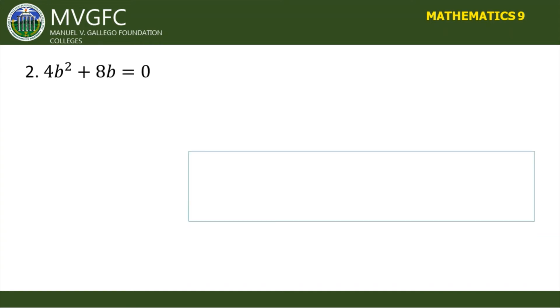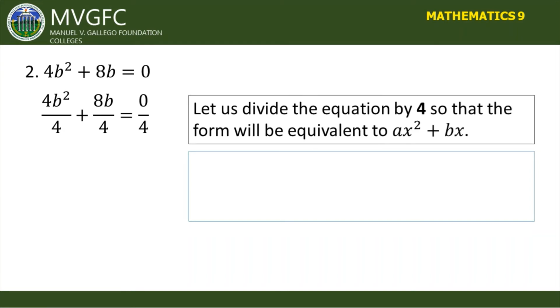So let us now proceed to number 2. We have 4b squared plus 8b is equal to 0. We need to simplify this equation by simply dividing the equation by 4, since 4 and 8 are both divisible by 4. So let us divide the equation by 4 so that the form will be equivalent to ax squared plus bx. So we have 4b squared over 4 plus 8b over 4 is equal to 0 over 4.